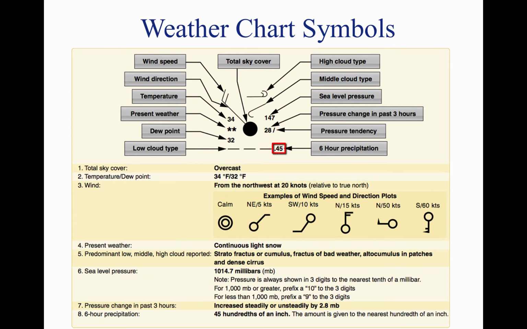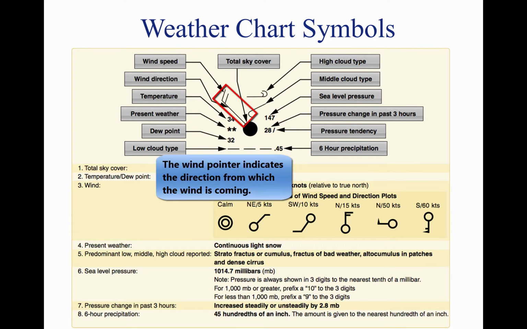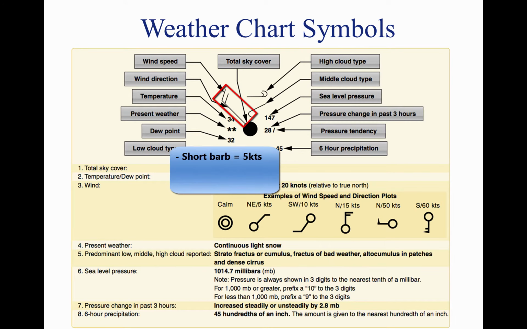6. Precipitation. A record of the precipitation that has fallen over the last 6 hours to the nearest hundredth of an inch. 7. Dew point, given in degrees Fahrenheit. 8. Present weather. Over 100 different weather symbols are used to describe the current weather. 9. Temperature, given in degrees Fahrenheit. 10. Wind. True direction of wind is given by the wind pointer line, indicating the direction from which the wind is coming. A short barb is equal to 5 knots of wind, a long barb is equal to 10 knots of wind, and a pennant is equal to 50 knots.